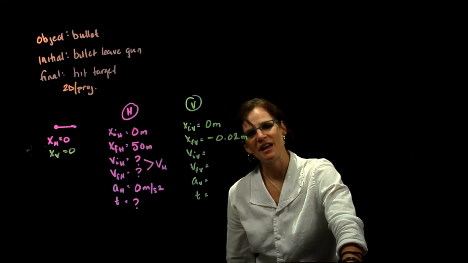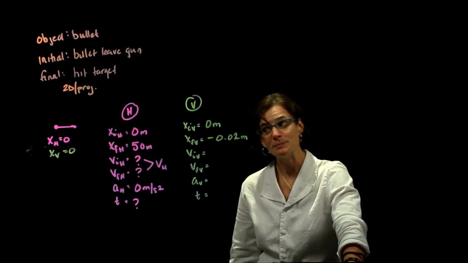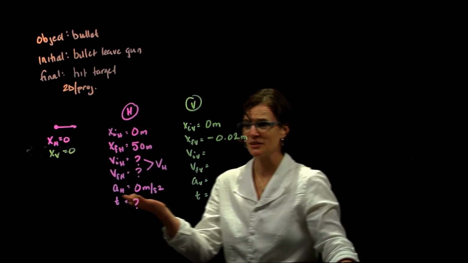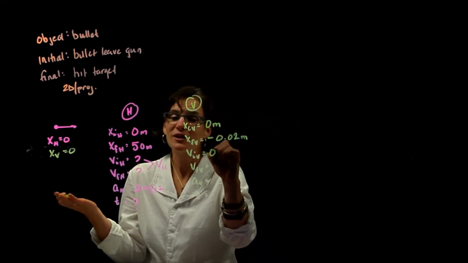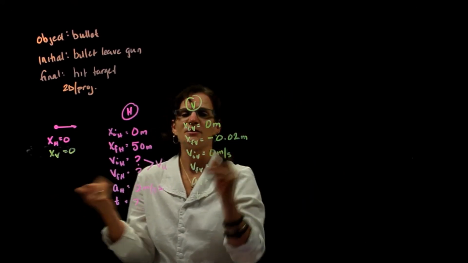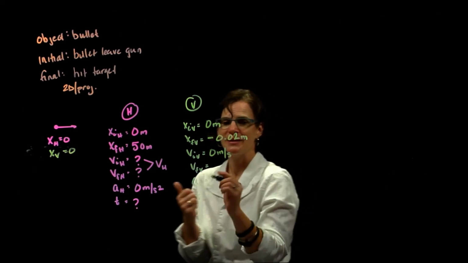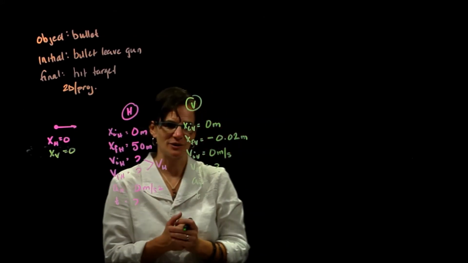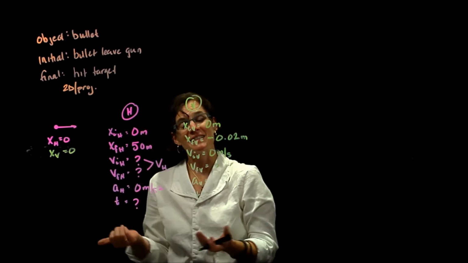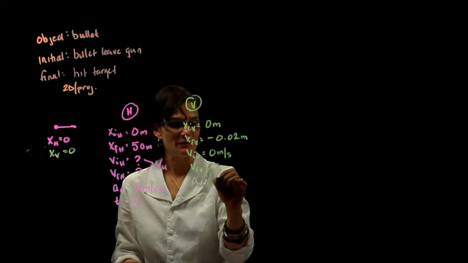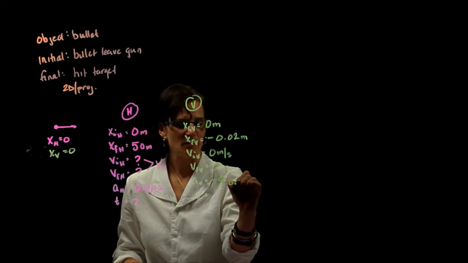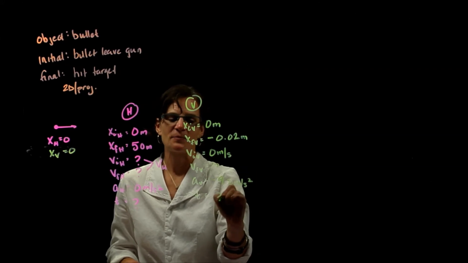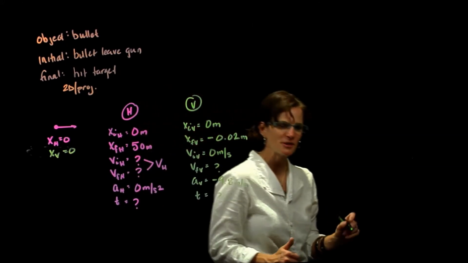My initial velocity vertically, well, it's purely horizontal. I don't know what it is, but I know vertically there's nothing. So my initial vertical velocity will be 0. I don't know my final vertical velocity. I am in the case of two-dimensional projectile motion, so I'm in free fall. So my acceleration is negative 9.8 meters per second squared. I don't know my time. So there's my vertical list.